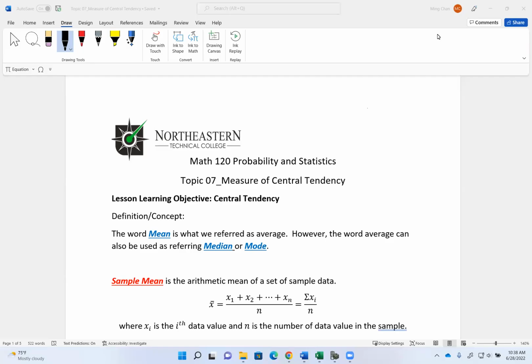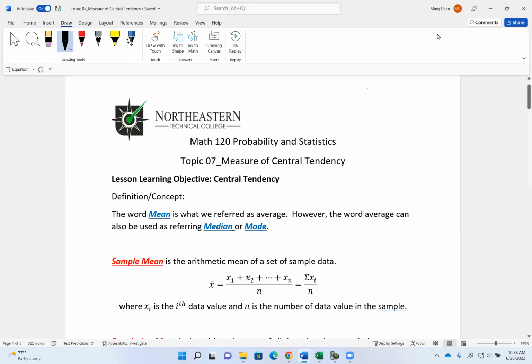Hi, everybody. Welcome to topic number 7. It's about measures of central tendency. Central tendency means what lies in the middle. If you have a data set, we're trying to find out what lies in the middle.